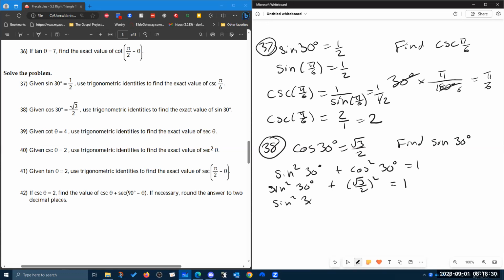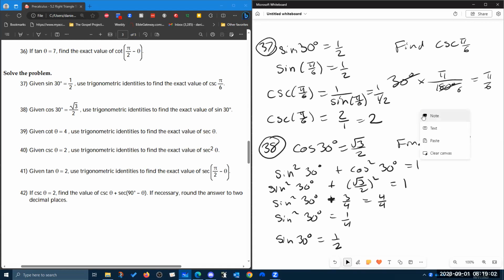Sine squared of 30 degrees plus 3/4 is equal to 1, which is 4/4. Sine squared 30 degrees is equal to 4 minus 3, which is 1. And sine of 30 degrees is going to be the square root of 1/4, which is 1/2, which is exactly what they told us it was in problem number 37. But we needed to find the exact value using our trig identities in number 38.